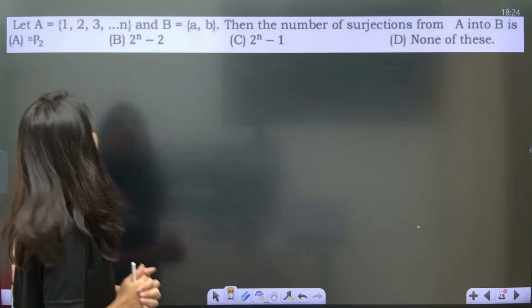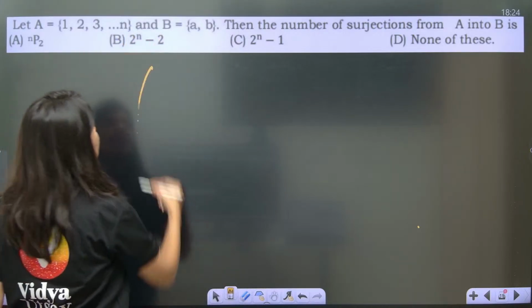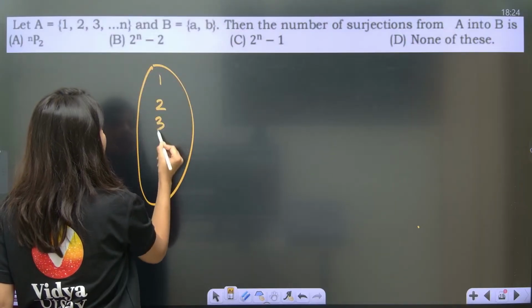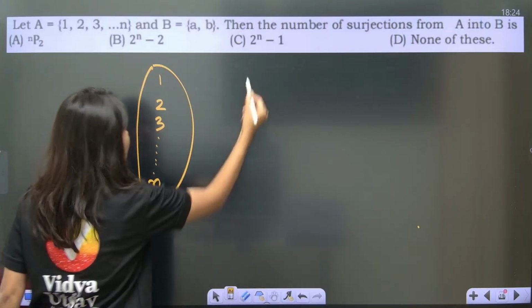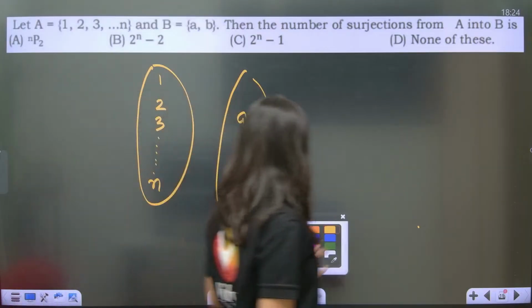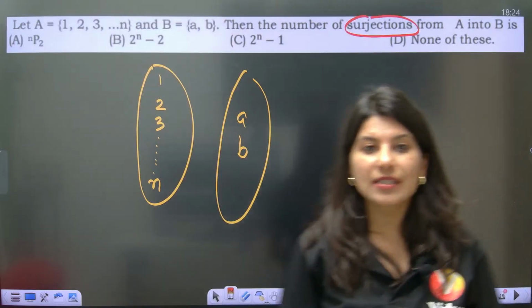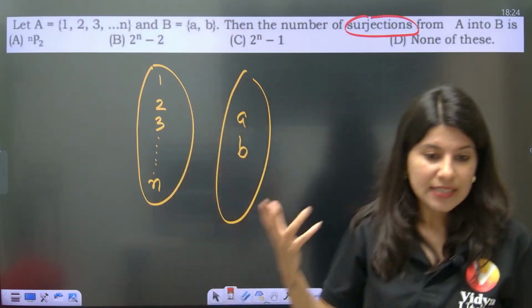Okay, chalo, let's see. A set is having n elements. You can see 1, 2, 3 and all the way up to n. B set is having only 2 elements, A comma B. Now they are talking about number of surjections. Can anybody point out in the chat box what is surjection?